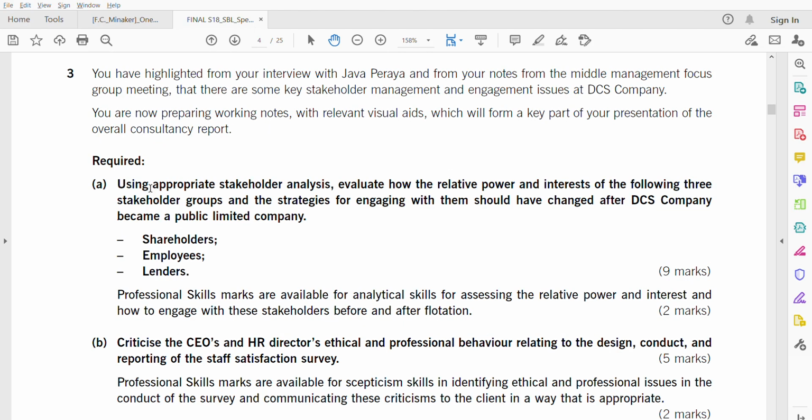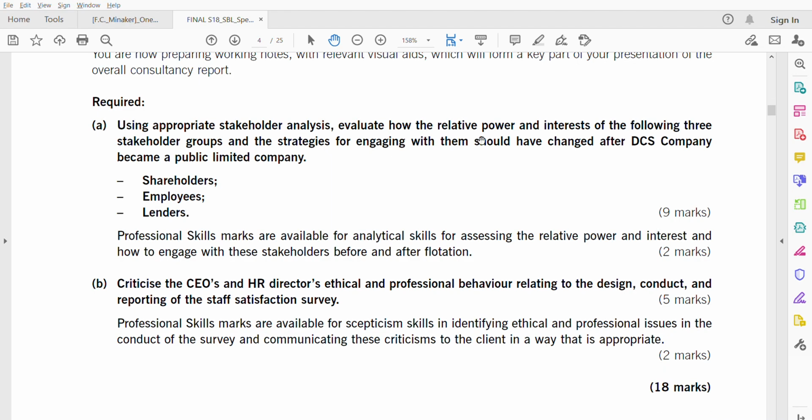Yes, I think this one. 3A, using appropriate stakeholder analysis, evaluate how relative performance of the following three stakeholders group and strategy for engaging with them should have changed after DCS company became a public limited company. Professional skills marks are available for analytical skills for assessing power and interest and how to engage with the stakeholders before and after flotation.